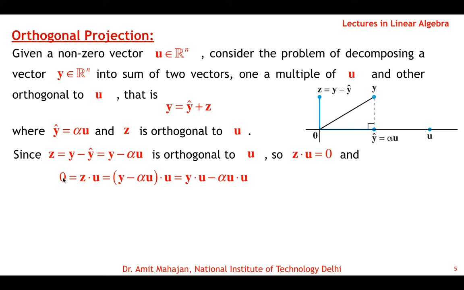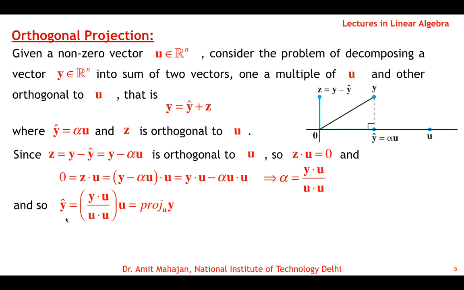Okay, so 0 equals z dot u and z is y minus alpha times u. So I can solve this as y dot u minus alpha times u dot u, and because u is a non-zero vector, u dot u is also non-zero, so I can easily calculate alpha as y dot u divided by u dot u. Okay, so this is the value of the scalar. So once we have the scalar, we have the y cap. Okay, so we have the projection of y in the direction of u, y cap, as alpha times u.